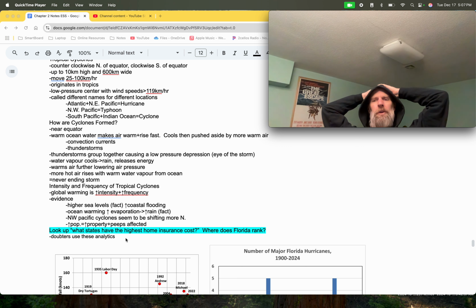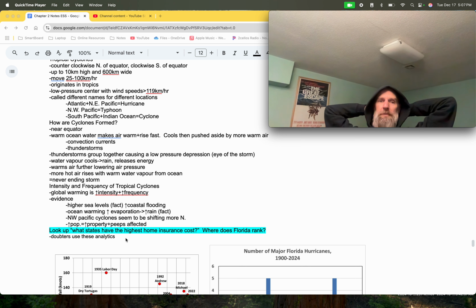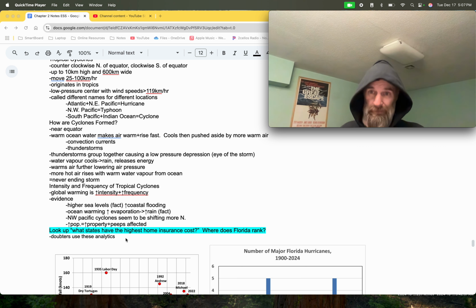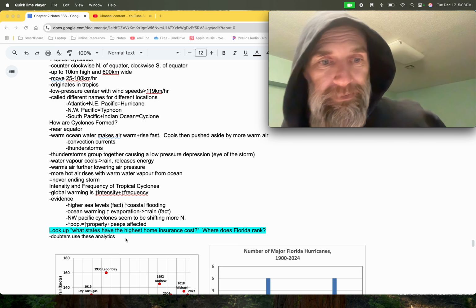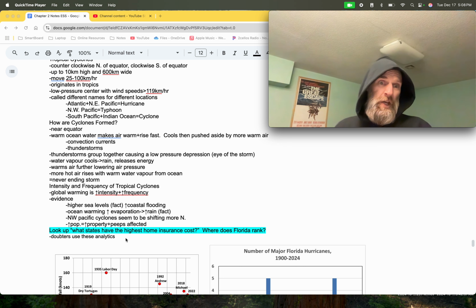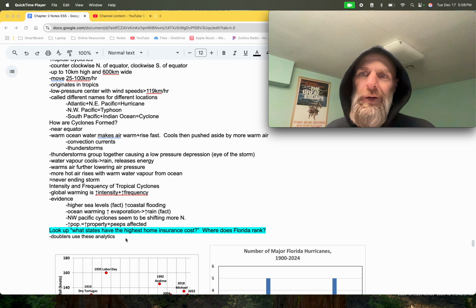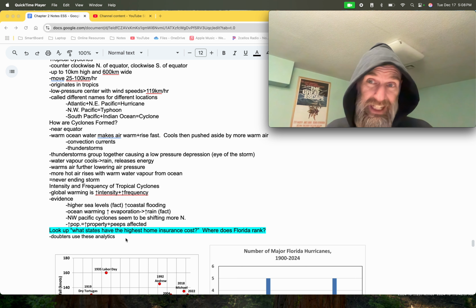So increased population is going to increase property damage plus people affected. The more people you have, the more people affected. And there are more people living in an area, so more property is going to get damaged because these people live in houses now. So more houses to get damaged. Fact for that one. Look up what states have the highest home insurance cost. Where does Florida rank? I gotta be honest with you, I thought Florida would be number one and it wasn't. So, yeah.